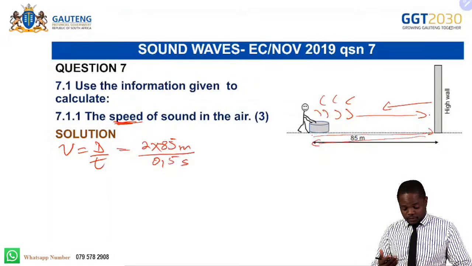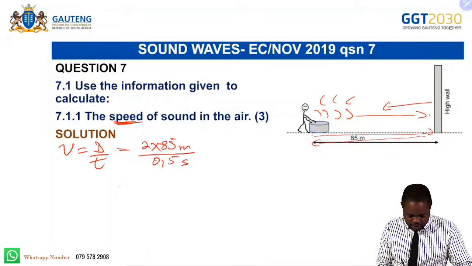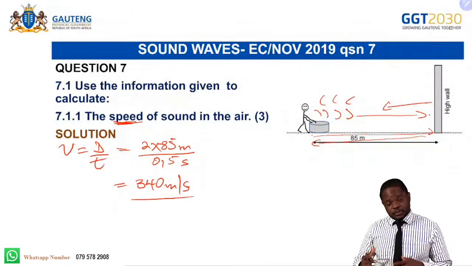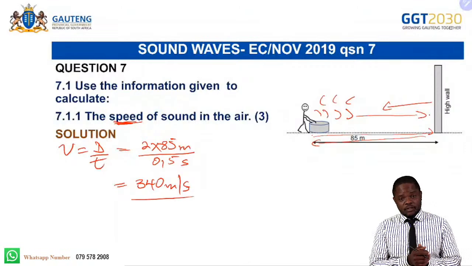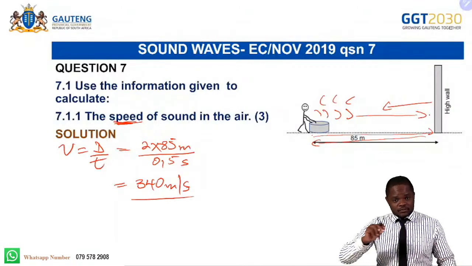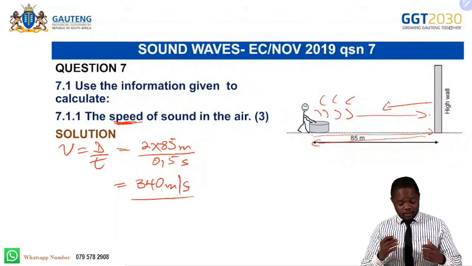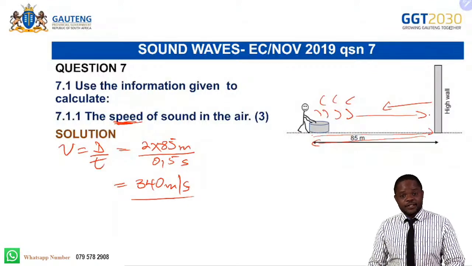Right. And now what is left is the job of the calculator. You can punch it in your calculator, and I'm sure you're getting 340 meters per second. Don't forget your units. Meters per second, those are our units of speed. So when you're dealing with echoes, remember, you look at the distance that is traveled to and fro. I hope you really got that one correct. If you did, those are your 3 free marks.